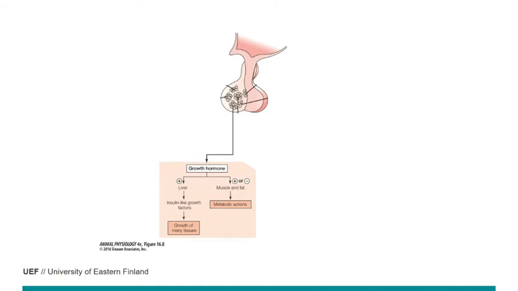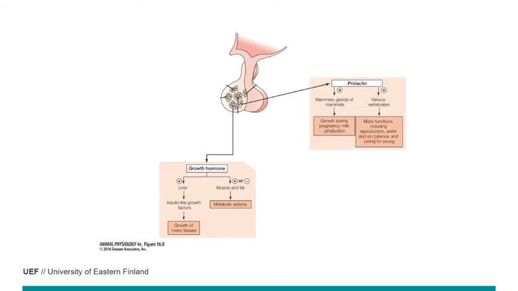So we have the anterior pituitary releasing growth hormone, and that affects muscle and fat cells, increasing or decreasing the metabolic action. But it's also working indirectly via the liver. In the liver cells, the hepatocytes, they release insulin-like growth factors that increase growth in many tissues.